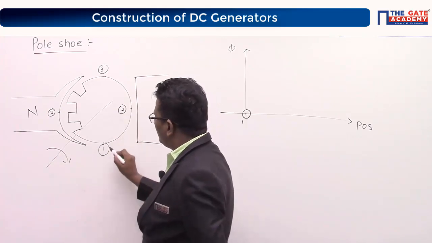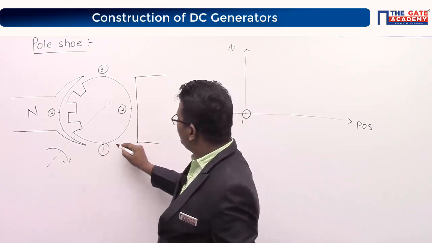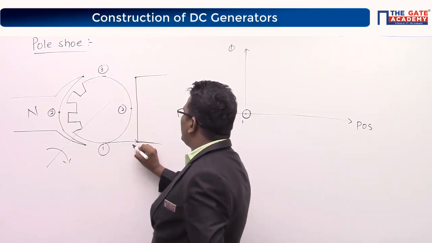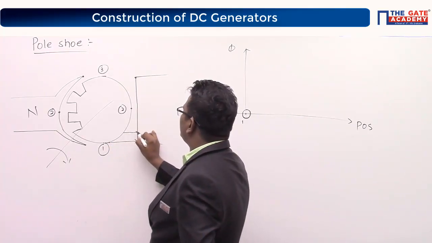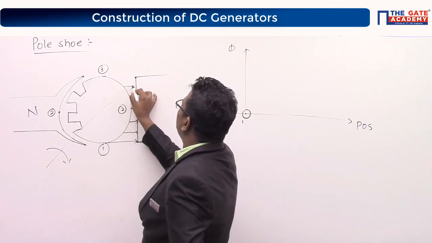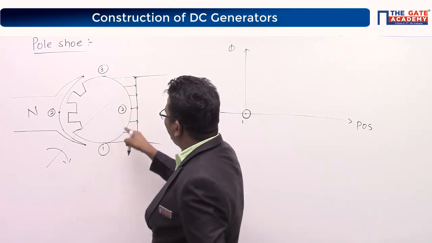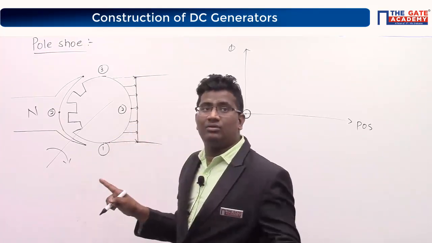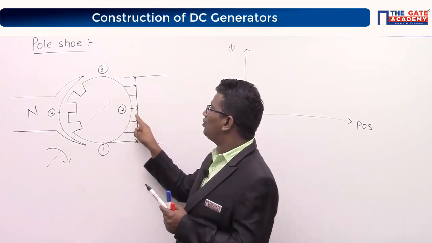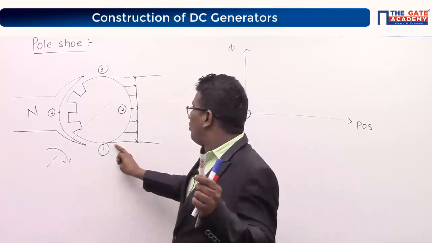Now tell me one thing. Suppose I move this conductor like this. Look at the area, from here to here. Don't miss any point. From here to here, the area is slowly decreasing. Are you getting my point? It means here the air gap is more, here the air gap is less.